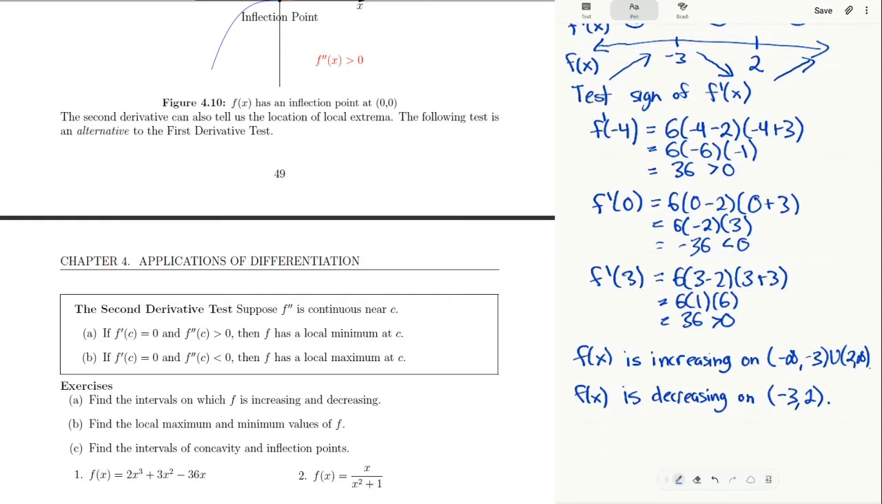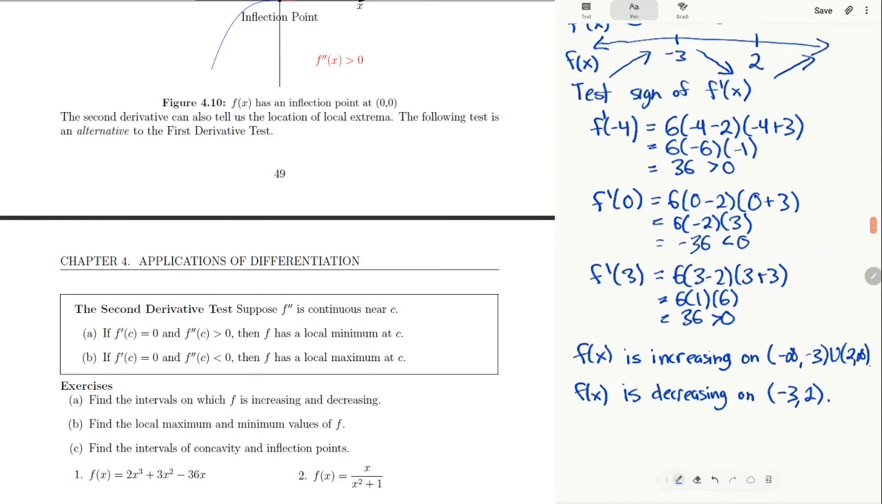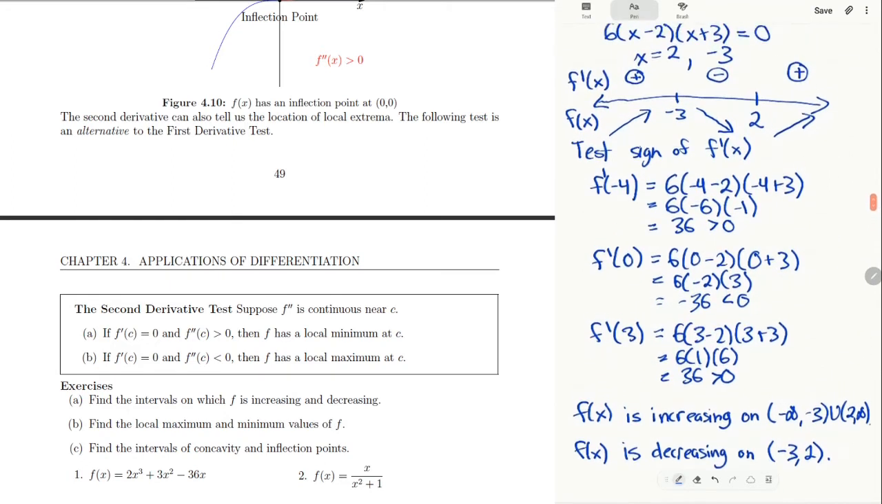So here we'll use our first derivative test to determine the local max and local min. So using our number line, we know that the derivative changes from positive to negative at negative 3, and negative 3 is a critical number. And since it changes from positive to negative, we know that the function will have a local maximum where x is negative 3. And since the derivative changes from negative to positive at the critical number 2, then we know that we have a local minimum where x is 2.